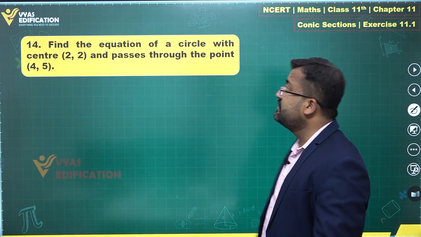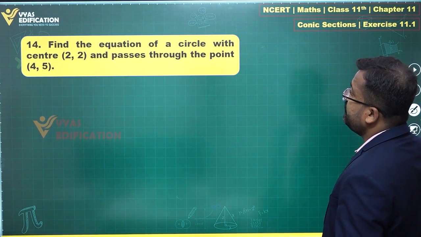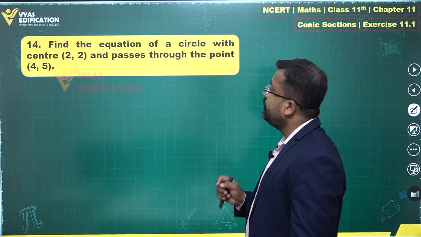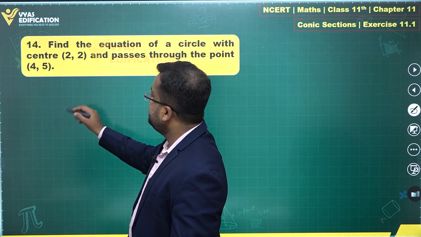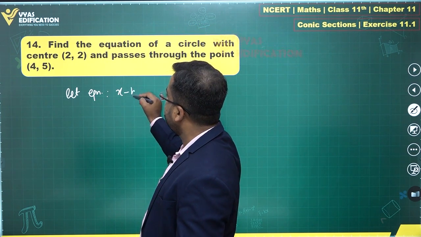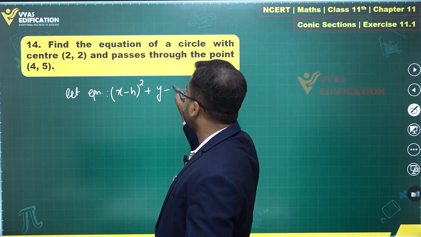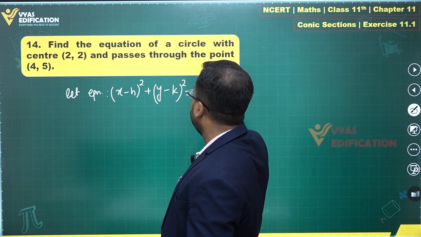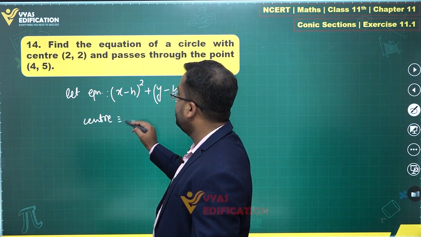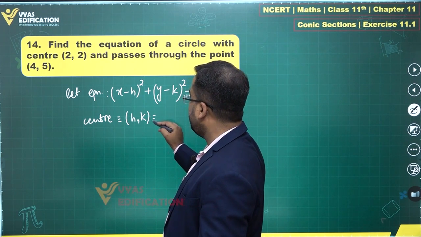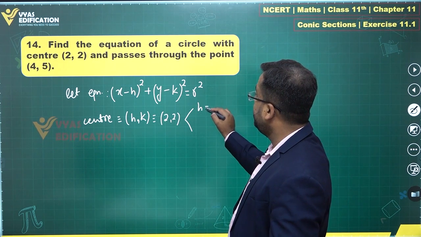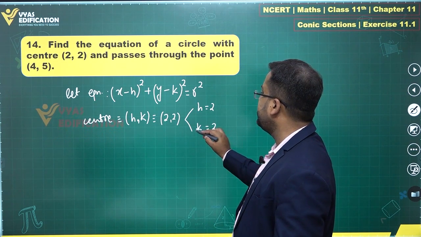The 14th question says, find the equation of a circle with center this and passes through the point (4, 5). Okay, center is (2, 2) and passes through the point (4, 5). Okay, let's see, since the equation is asked, let the equation of the circle be (x minus h) whole square plus (y minus k) whole square is equal to r square. It is given that center is (h, k), which is equal to (2, 2), and this lets me know that h will be 2, k will also be 2. So we have found h and k, yes.